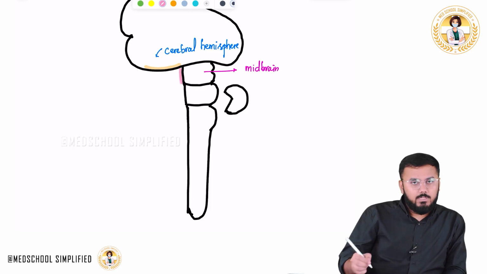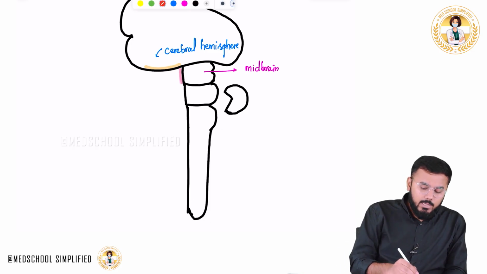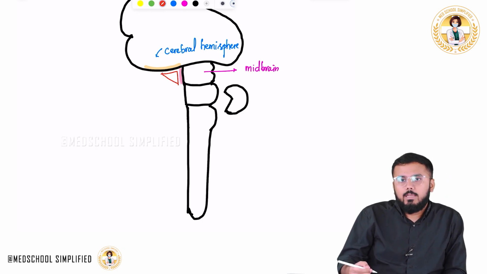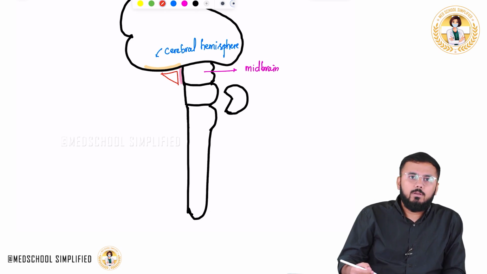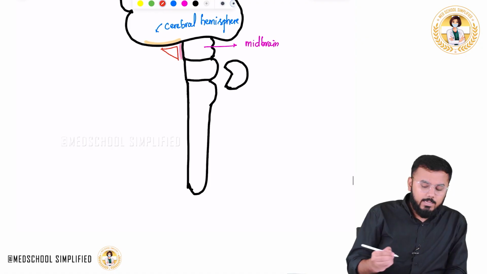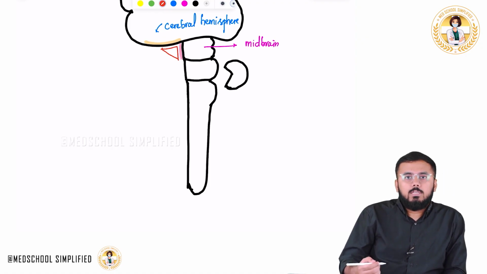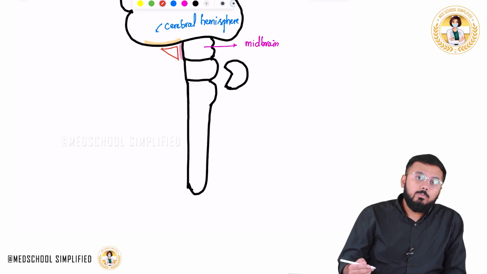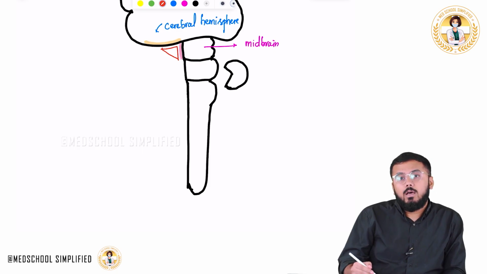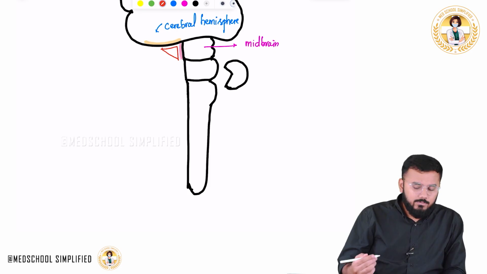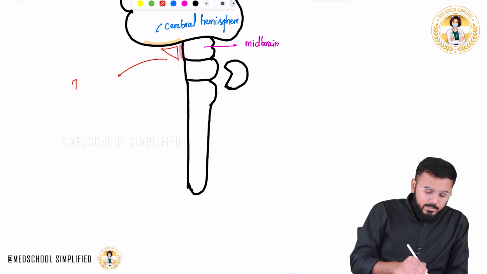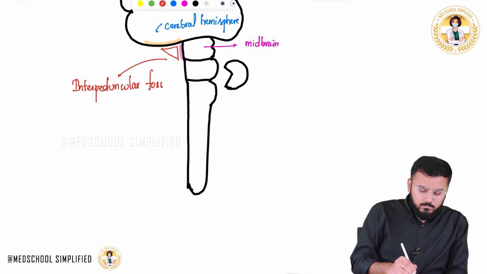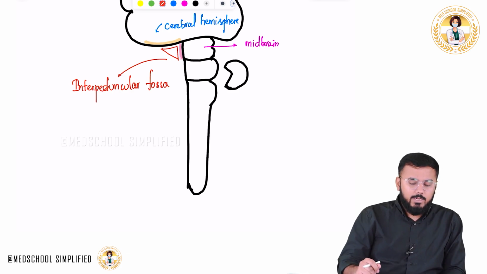So between the base of the cerebral hemisphere and the anterior part of the midbrain, you have got a triangular area. This triangular area is what is called your interpeduncular fossa. This triangular area, located below the cerebral hemisphere and in front of the midbrain, is called the interpeduncular fossa. There is one more important terminology called the interpeduncular cistern. We will discuss it in a minute, but for now what you need to know is that this particular thing is your interpeduncular fossa.